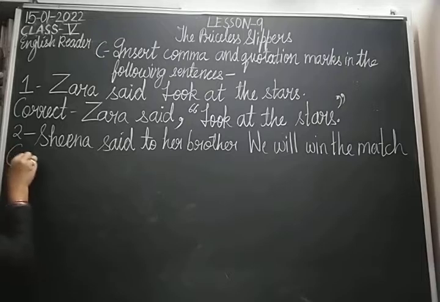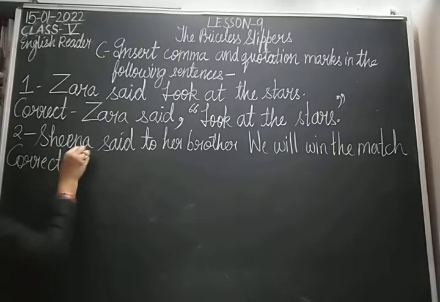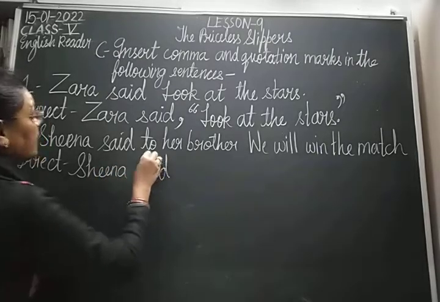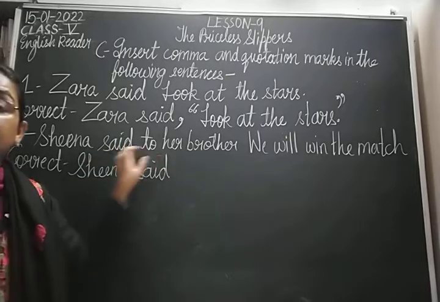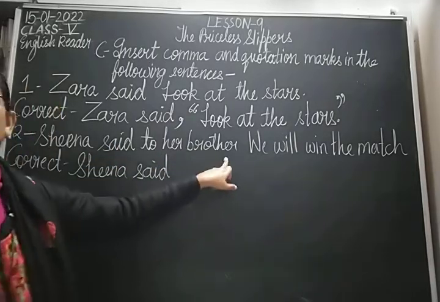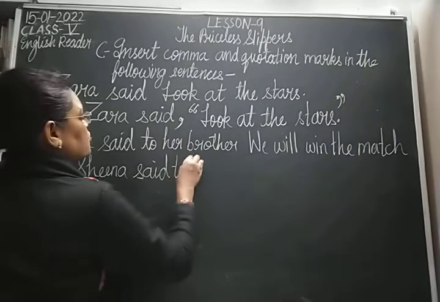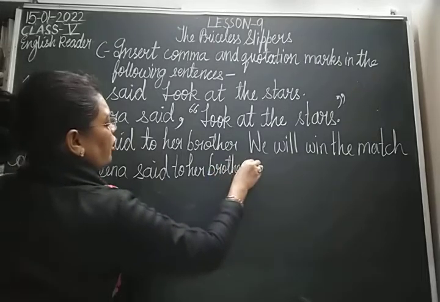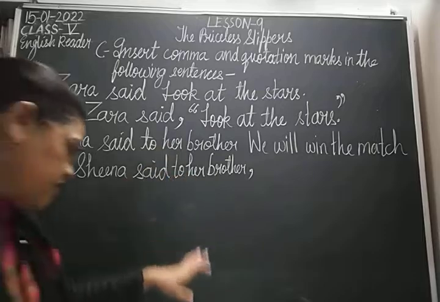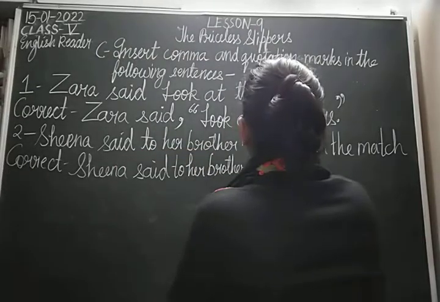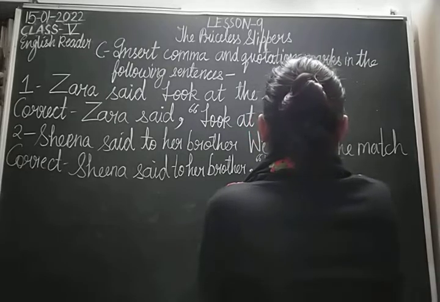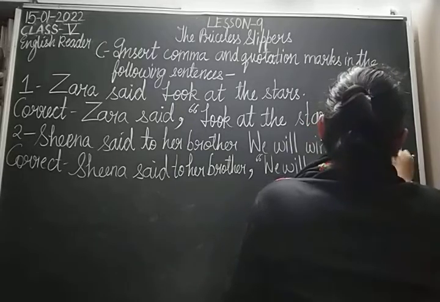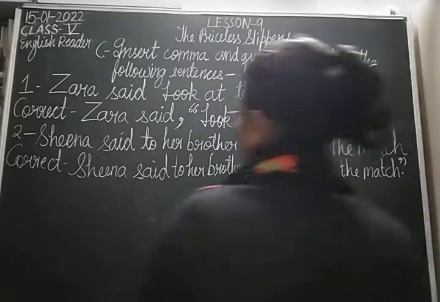So the correct sentence will be Sheena said. अब देखो यहाँ पे said के बाद to her brother लिखा है. शीना ने किससे कहा, तो हम to her brother तक लेके आएंगे. Said to her brother. After brother we'll put a comma. और जो शीना ने क्या कहा, we will win the match, तो उसको हम as it is within inverted commas लिखेंगे. We will win the match, full stop, inverted comma, closed.